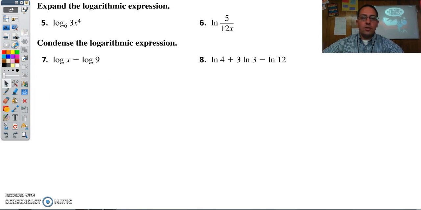So what I need you to do is pause the video, work out these 4, expand the top 2, condense the bottom 2, then come back and check your work.